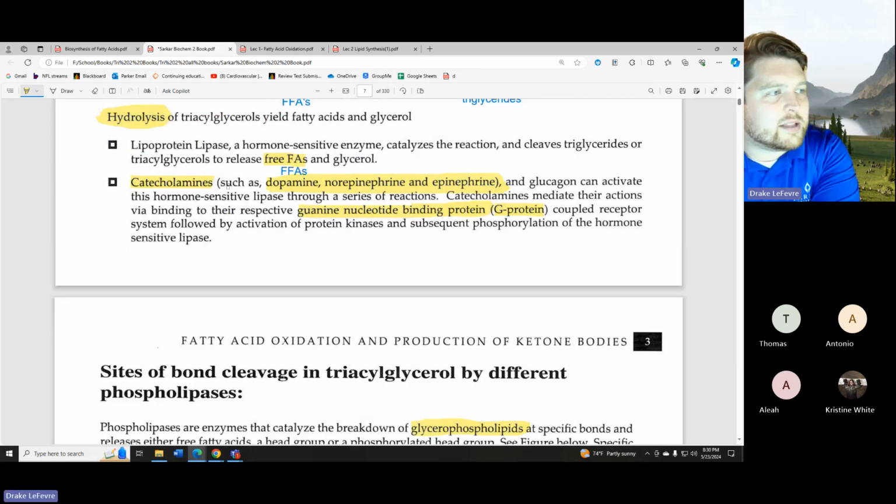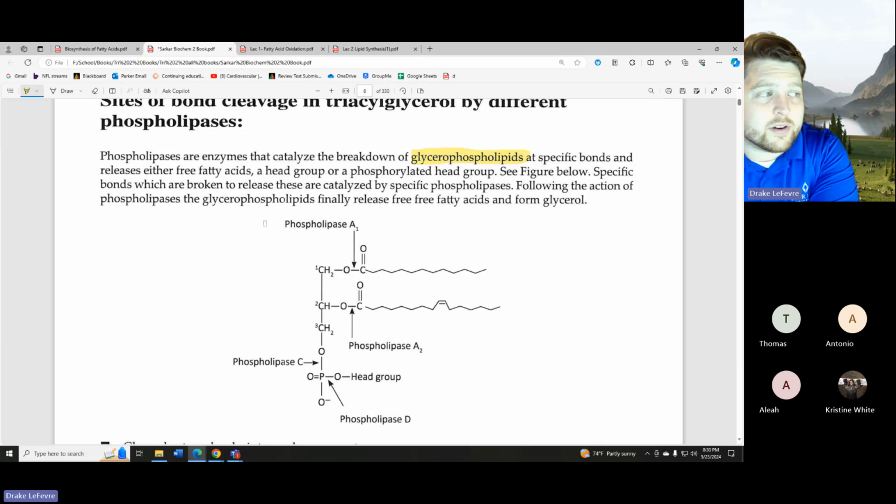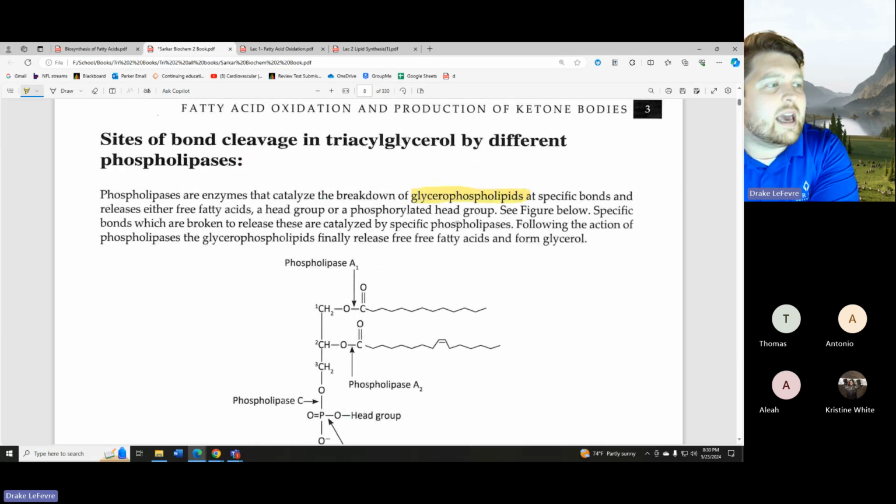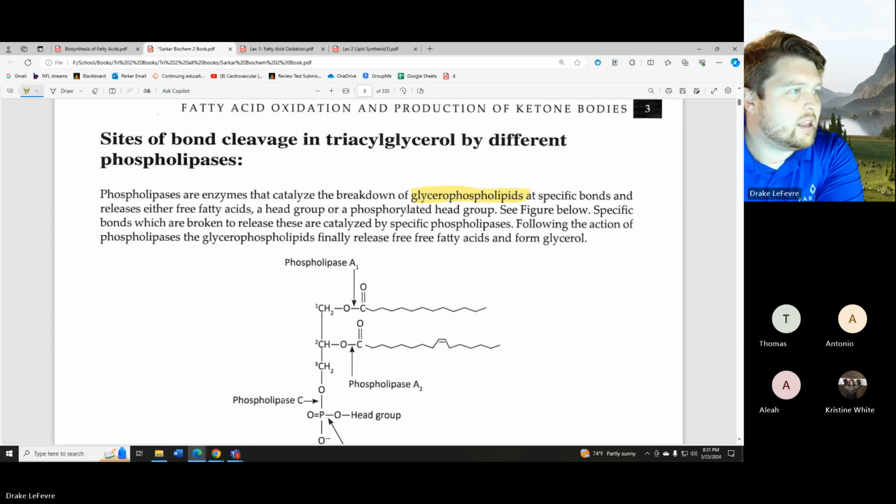Yeah, so the catecholamines activate the G protein. The G protein phosphorylates the lipoprotein lipase or the different phospholipases, and that's what's going to actually start to cleave the triacylglycerol by different phospholipases.